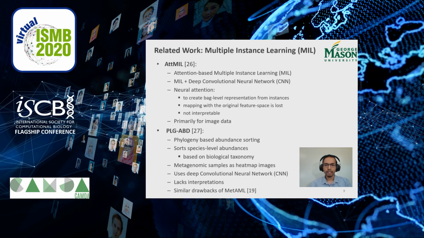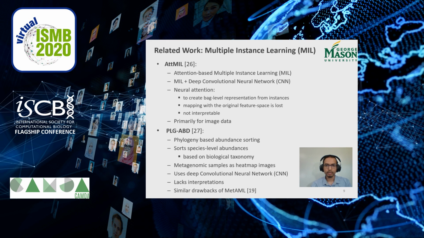Attention-based multiple instance learning is one of the recent works that combines MIL and deep convolutional neural networks. It applies neural attention to create a bag-level representation. The issue with that is the mapping from the hidden layer to the input layer is lost. You cannot interpret the result directly. Also, it was primarily proposed for image data.